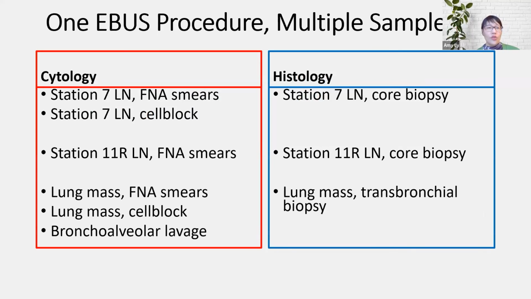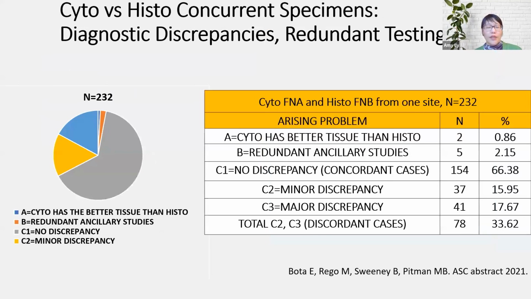utilization. So when you split concurrent specimens like this, it results in diagnoses being issued in two different reports. For example, one in cytology would address the FNA smears and cell block, and the histology from SurgPath would look at the cores and transbronchial biopsies. And when you split these FNA and core needle biopsies from each other, they're reviewed by separate pathologists and can cause major discrepancies in diagnosis and result in redundant ancillary studies being performed.